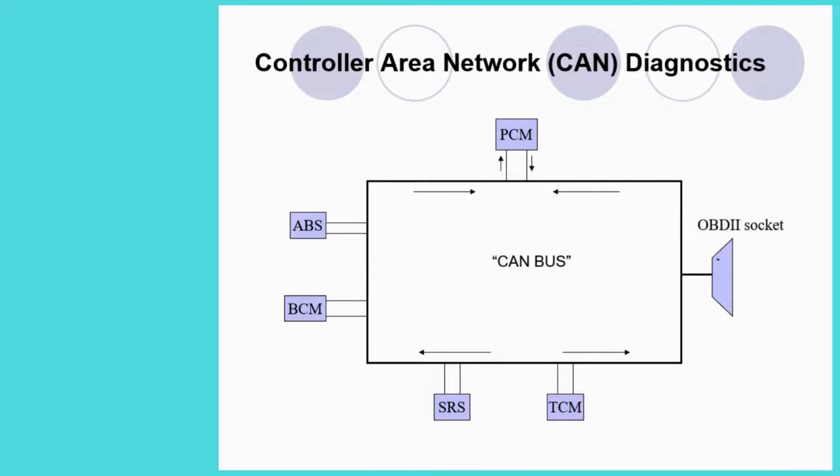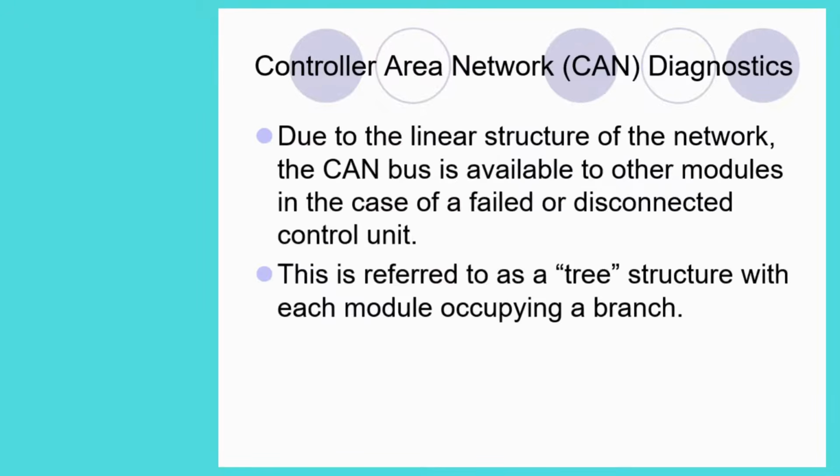In a CAN bus system, all the control units are connected to each other by a common set of lines. Due to the linear structure of the network, the CAN bus is available to all other modules in the case of a failed or disconnected control unit. This is referred to as a tree structure, with each module occupying a branch.